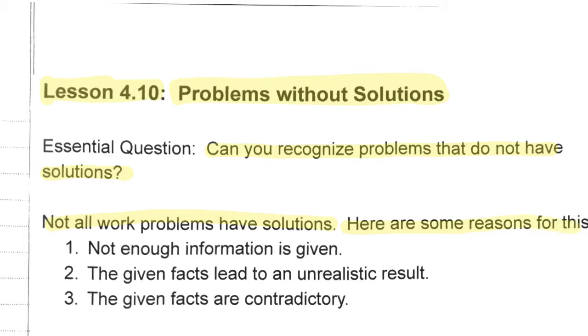Here are some reasons for this. Number one, there's not enough information given. Number two, the given facts lead to an unrealistic result. What is an unrealistic result? Well, I have -5 people. That's not very realistic. I have a negative distance. Again, not realistic. And then number three, the given facts are contradictory.